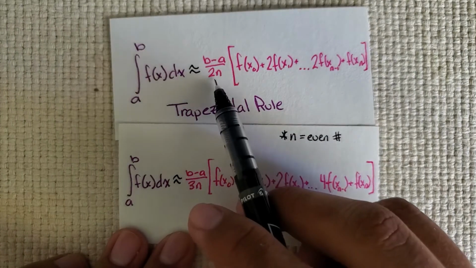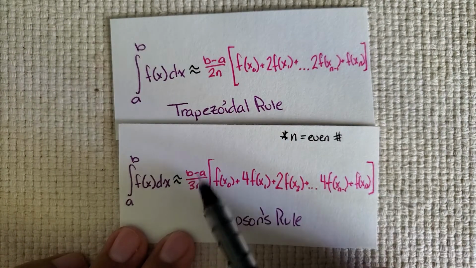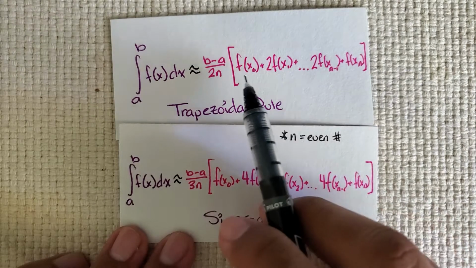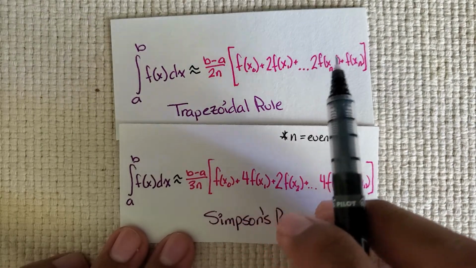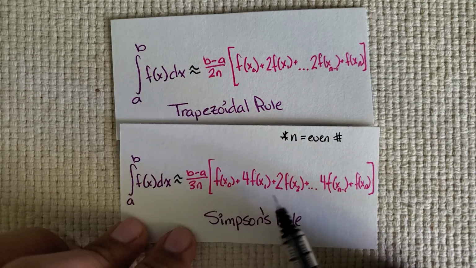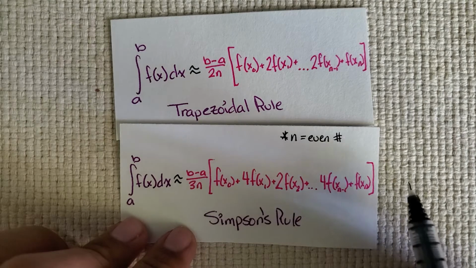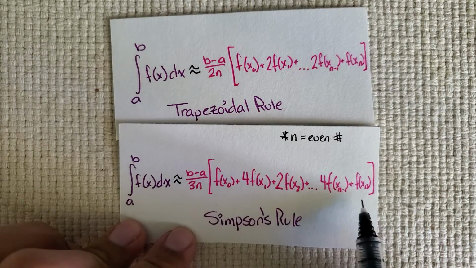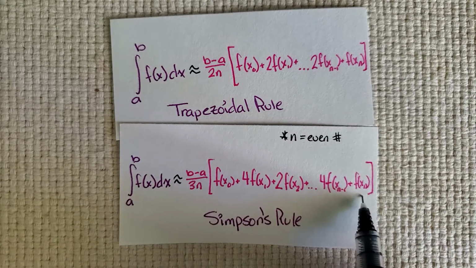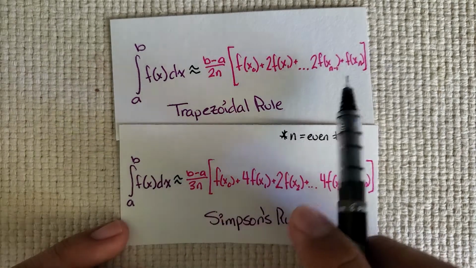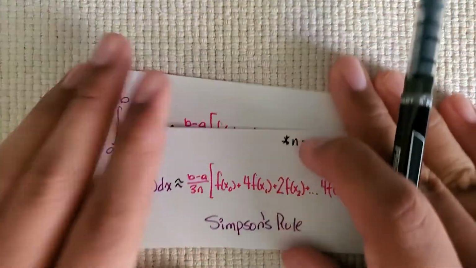The only changes that you see is that 2 becomes a 3, and the pattern, instead of it being 2 times 2 times 2 and so forth, it actually changes here. It's 4 times 2 times 4 times 2 and so forth, until you get to that last one, which you don't multiply by anything, you just evaluate whatever that function is. You do that for both the start, as you can see here, and the end.